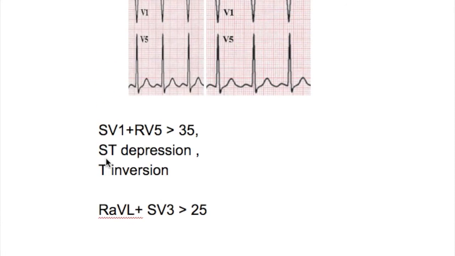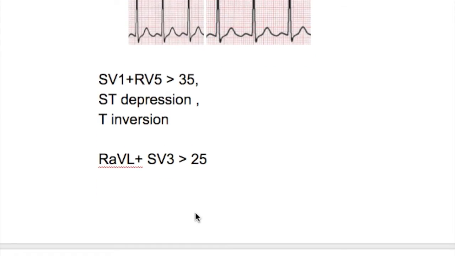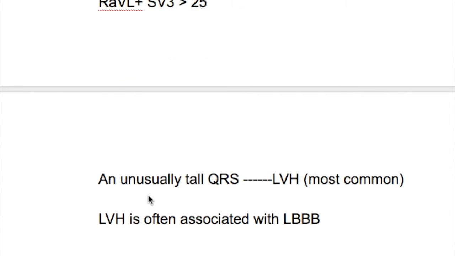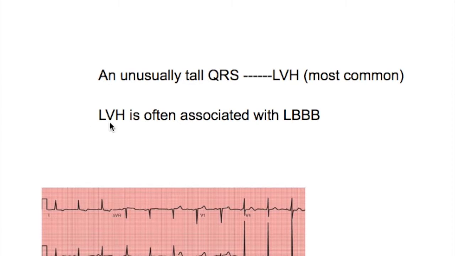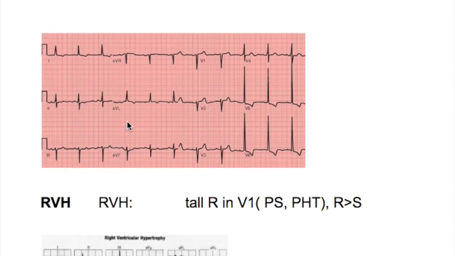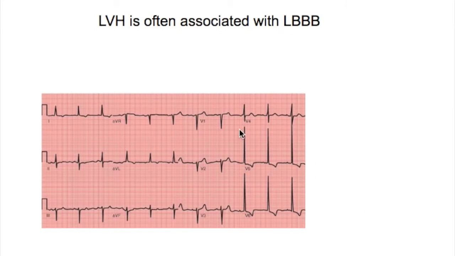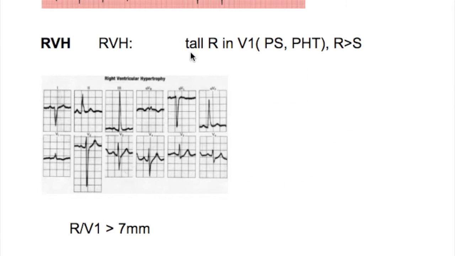And which limb lead shows the left ventricular hypertrophy? R in aVL plus S in V3 is more than 25. So as for an unusually tall QRS, the most common cause is left ventricular hypertrophy, and LVH is often associated with left bundle branch block. Here is the R in V1, S in V2 plus R in V5 is more than 35 with the strain pattern, LV strain pattern, T inversion, ST depression.